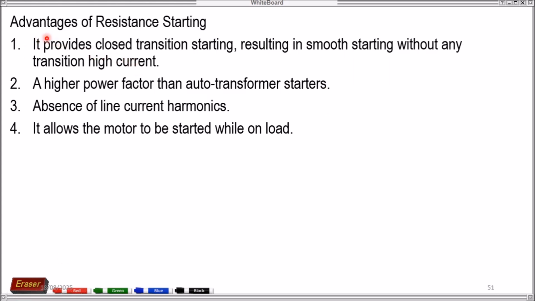Okay, so advantages. It provides a closed transition starting, resulting in smooth starting without any transition high current. So ibig sabihin from start, nakakonek yung resistance which is in series, then to running, so there is no such thing as bigla siyang hinto because of the transition. So smooth, parang hindi man lang nagbago from starting to running. High power factor, of course, because we are connecting a resistance, hindi po tayo nagko-connect ng inductive load. Absence of line harmonics, same reason, kasi hindi inductive load, and it allows the motor to be started while on load.